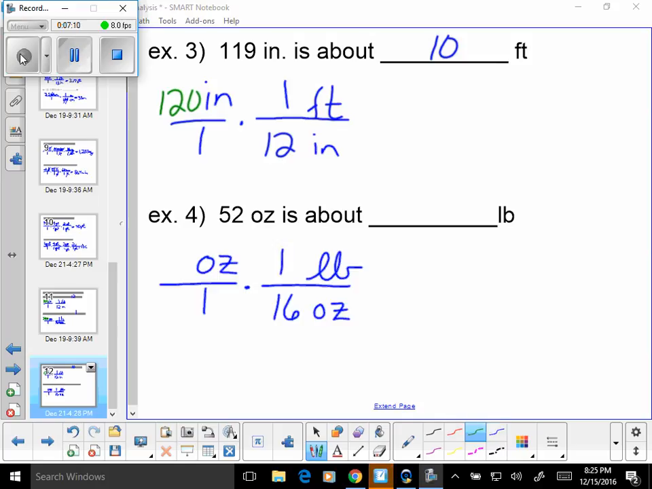All right. We know that we have to have ounces in the denominator position. And now we know that our conversion is 16. What multiple of 16 is really close to 52? Well, that would be 48. So I'm going to get approximately 3 pounds. And that is estimating with compatible numbers using dimensional analysis.